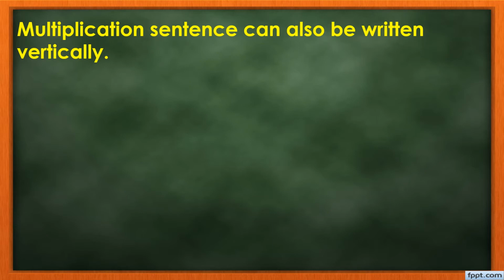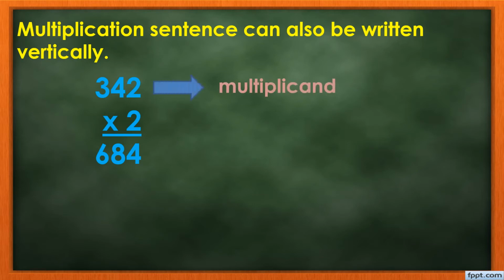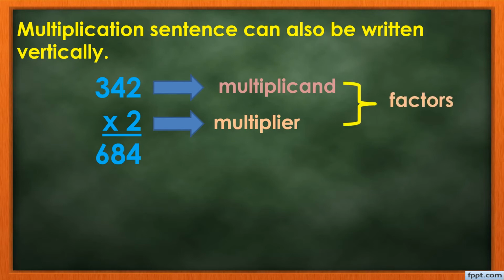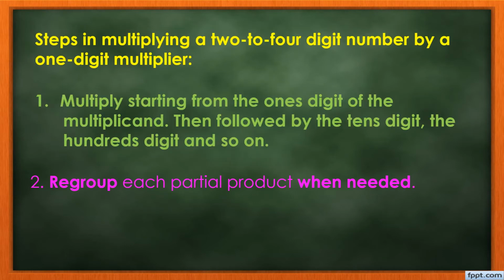A multiplication sentence can also be written vertically. Say, for example, this multiplication sentence, 342 times 2 is equal to 684. 342 is what we call the multiplicand. 2 is the multiplier. And we said that multiplicand and multiplier are also called factors. And the symbol used in multiplication, times. And the answer in multiplication, that is the product.